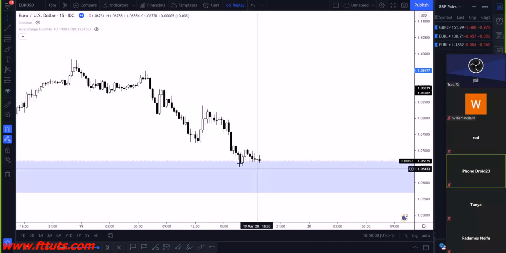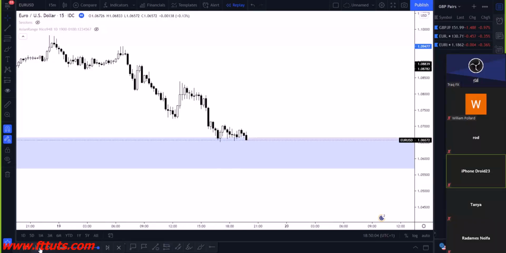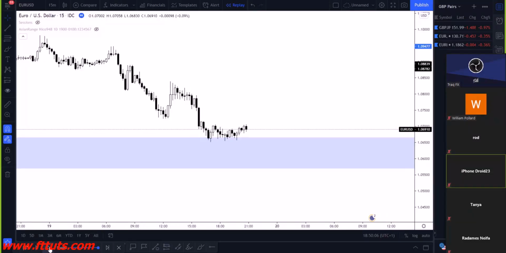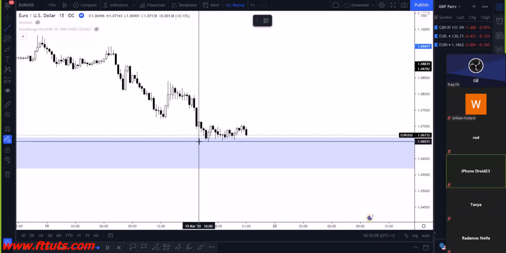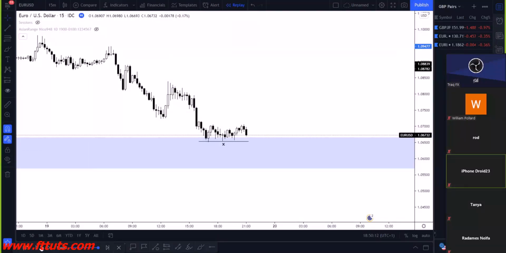Alright, so boom, price taps in. Now at this point, there's no confirmation. We're not buying, we're not selling, we're not doing anything. We're waiting for that bullish structure to form. Now notice this, we have liquidity forming. You have to keep an eye out for these things. We have equal lows forming right over here.